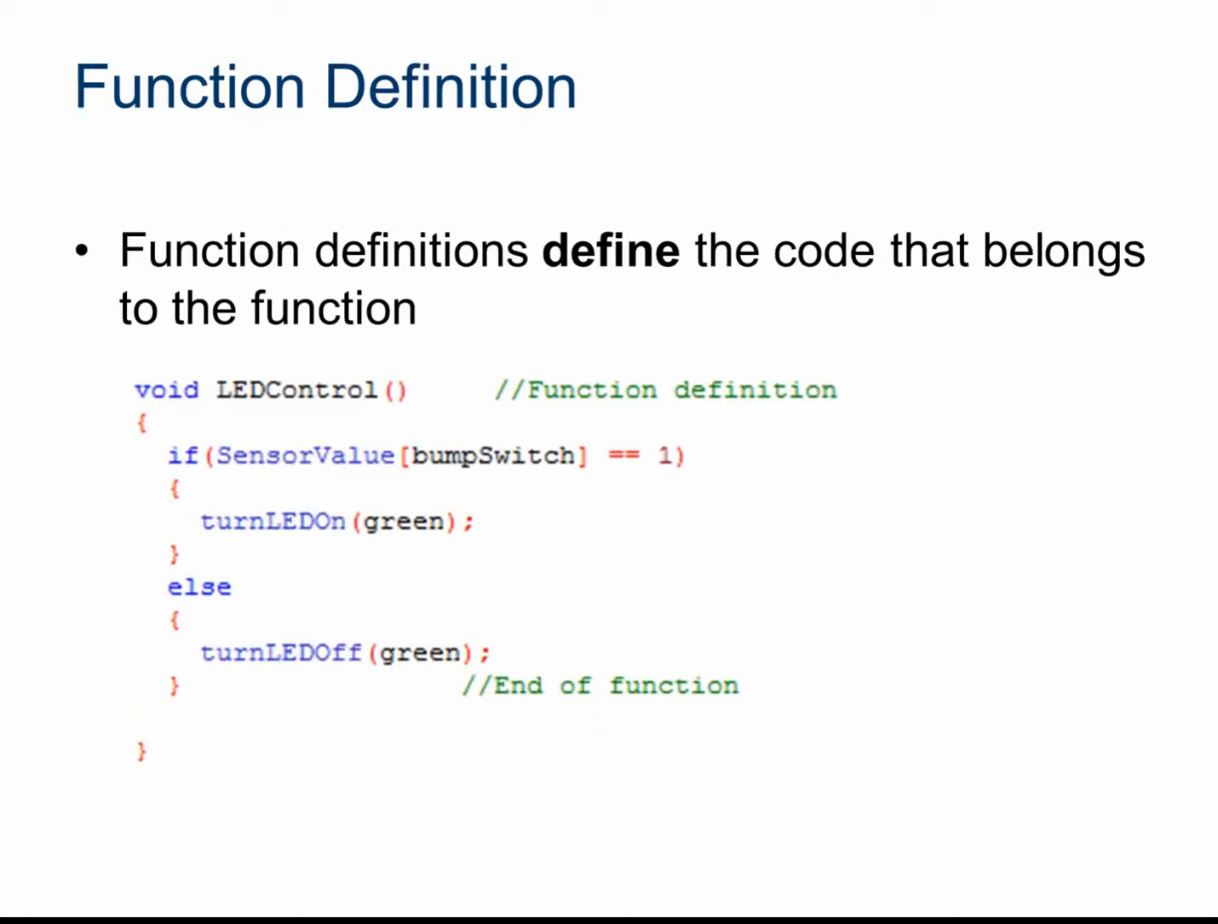It's very handy. All right, so this is our function definition. This is basically just the code that it's going to run. So what this says is whenever I say LED control, whenever I call this function, it's going to do all of this.